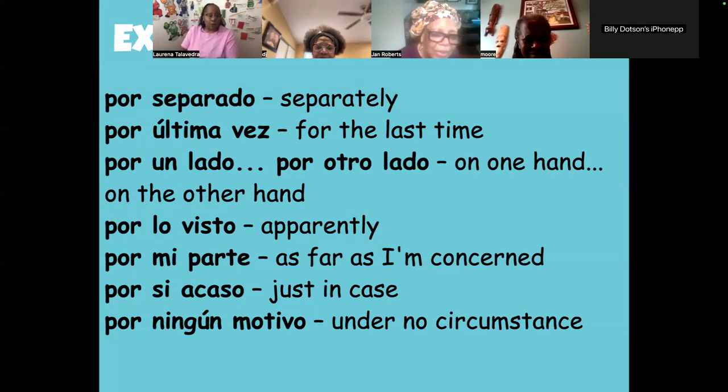Por un lado, por otro lado. On one hand, por un lado, él es un buen hombre. He's a good man. Por otro lado, on the other hand, él es un perro. He's a dog. Okay, so, un lado, otro lado.